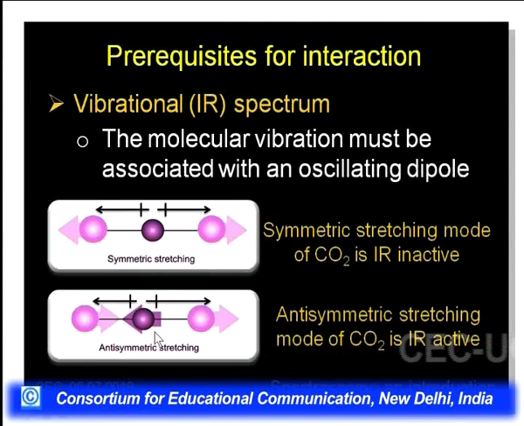So that is the meaning. This is carbon here, two oxygens there. What's happening is this is expanding, this is contracting. That's how it moves. Carbon is in the center. Please imagine that one. So I repeat, this is the asymmetric mode of vibration of carbon dioxide, and this will be observed in the IR spectrum. This is IR active.